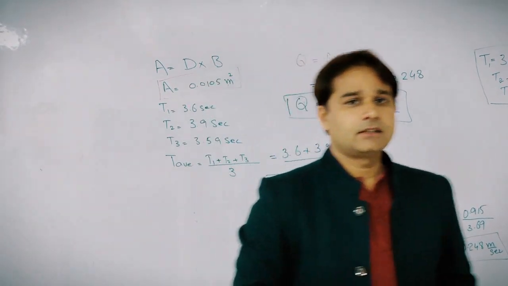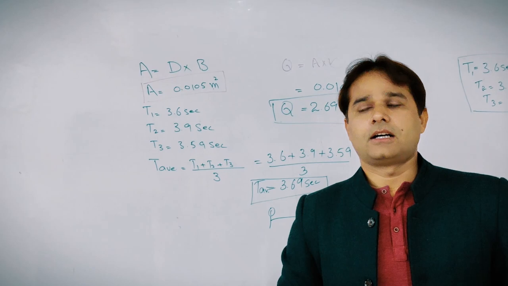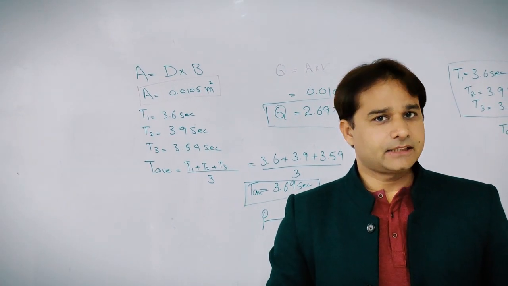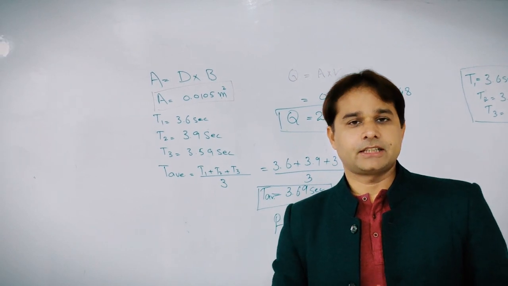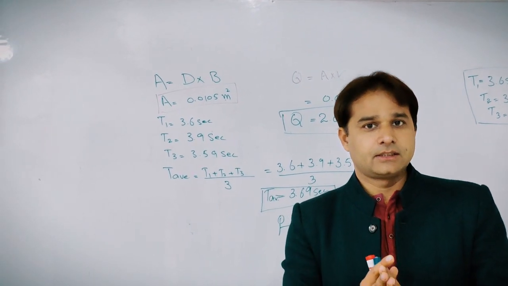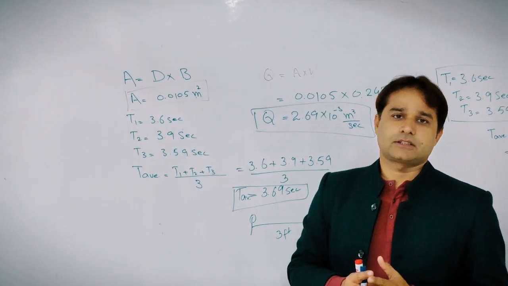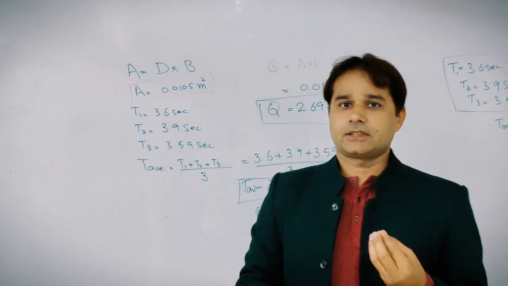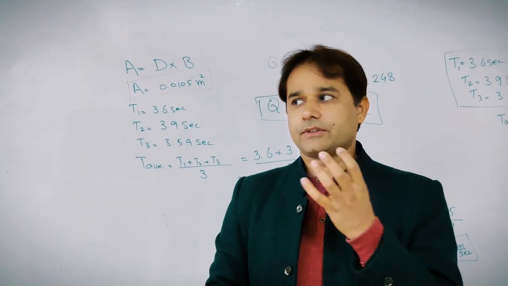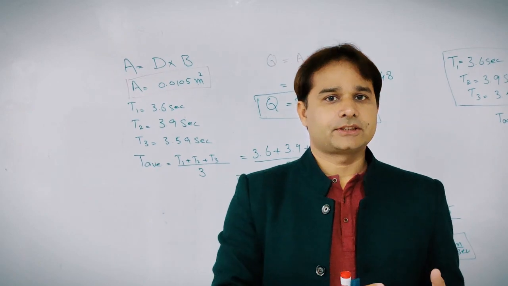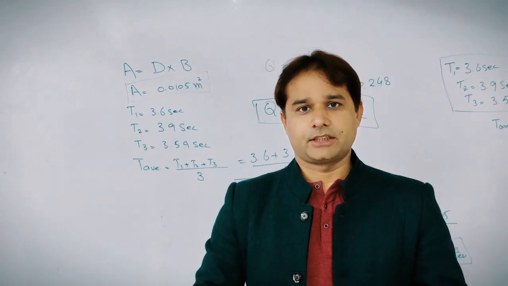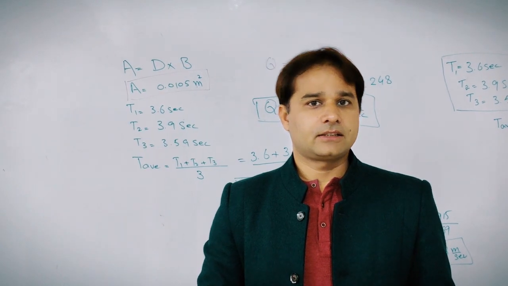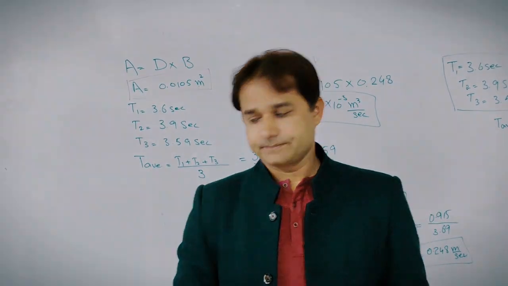Similarly, you can calculate the flow rate or discharge in any channel. Depending upon the geometrical shape, you can calculate the cross-sectional area. After calculating the cross-sectional area, you just have to measure the velocity. When you have the value of area and velocity, simply multiply area and velocity, and you will get the flow rate, or simply we can call it the discharge.